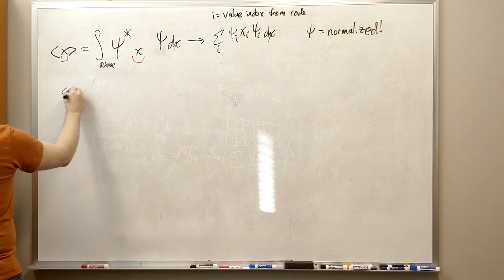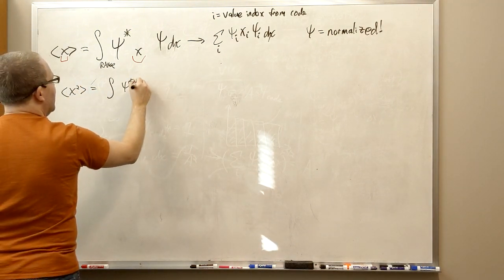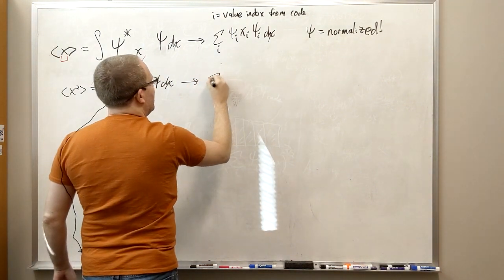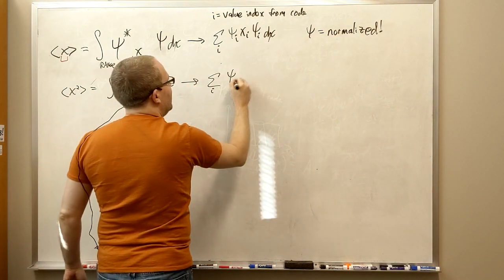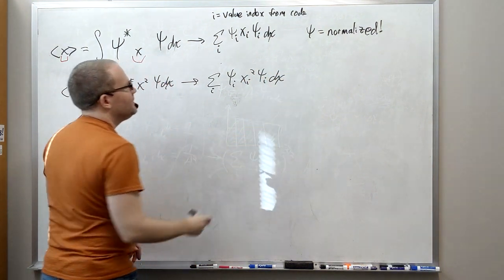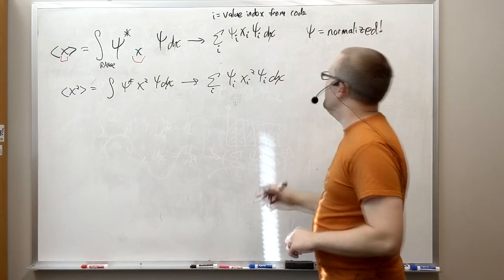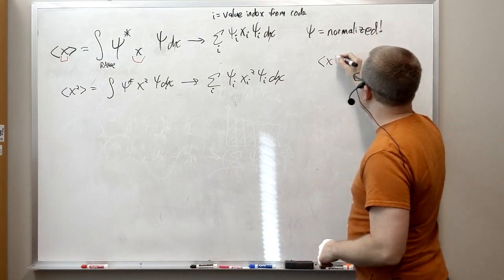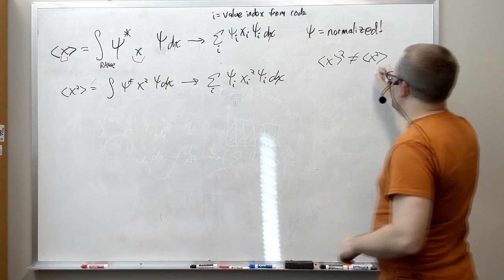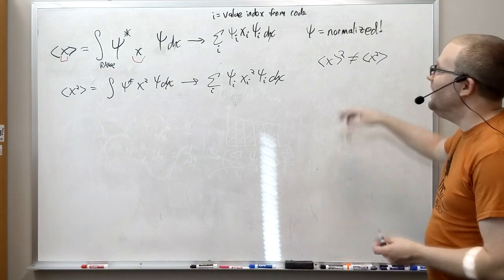So if you're looking for the expectation value of x squared, you would have the integral of psi star x squared psi dx. And again, that's just going to get replaced by a Riemann sum, psi I, x_i squared, psi I, dx. Right, it's not the same thing as taking this stepper and squaring it. So the expectation value of x squared is not the same thing as the square of the expectation value of x, right? And you'll see that when you work out the activity.